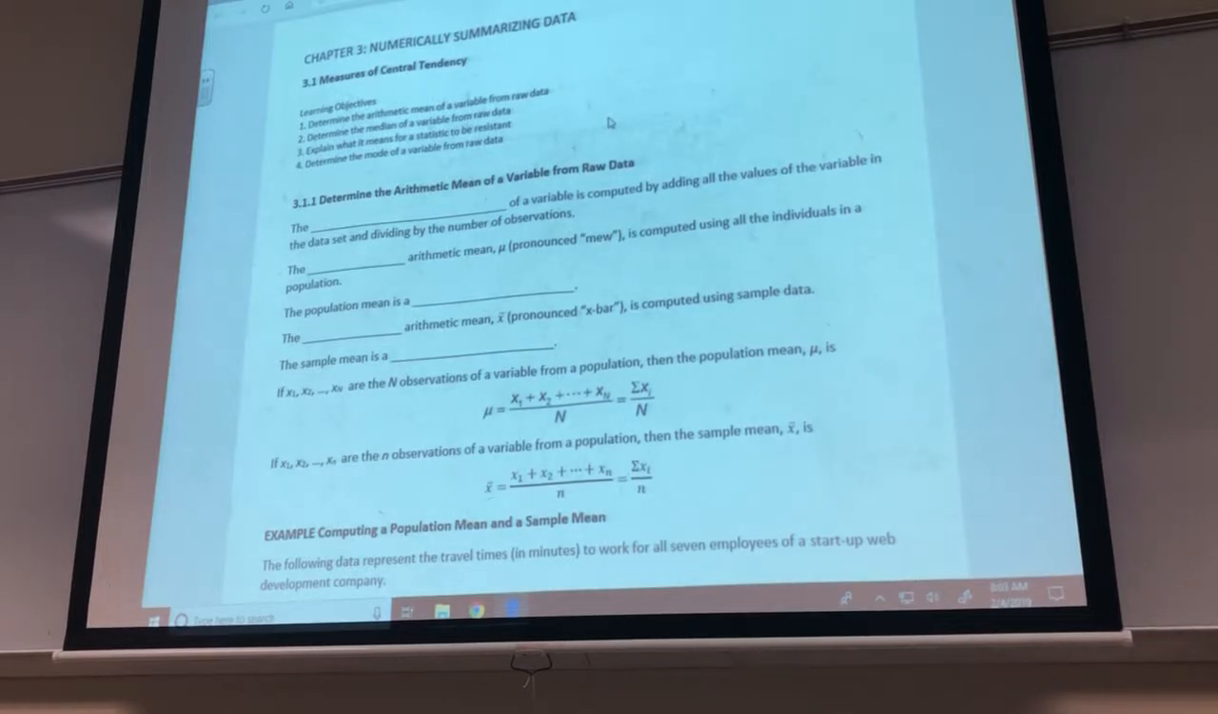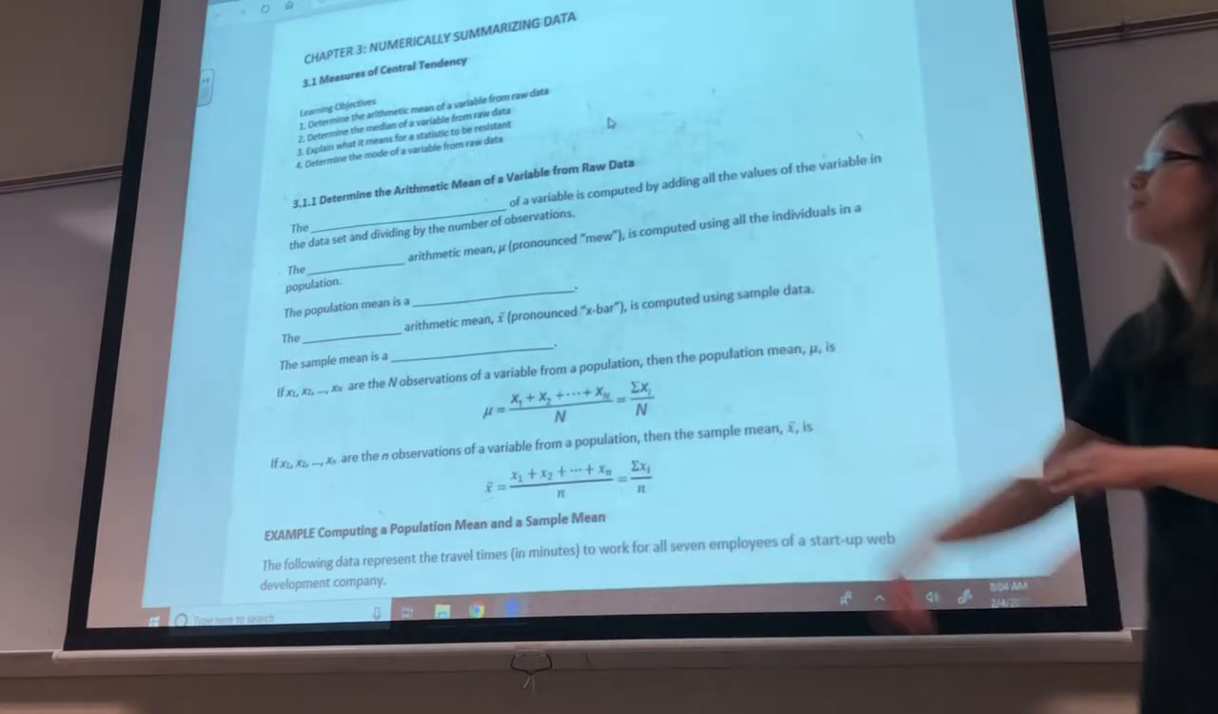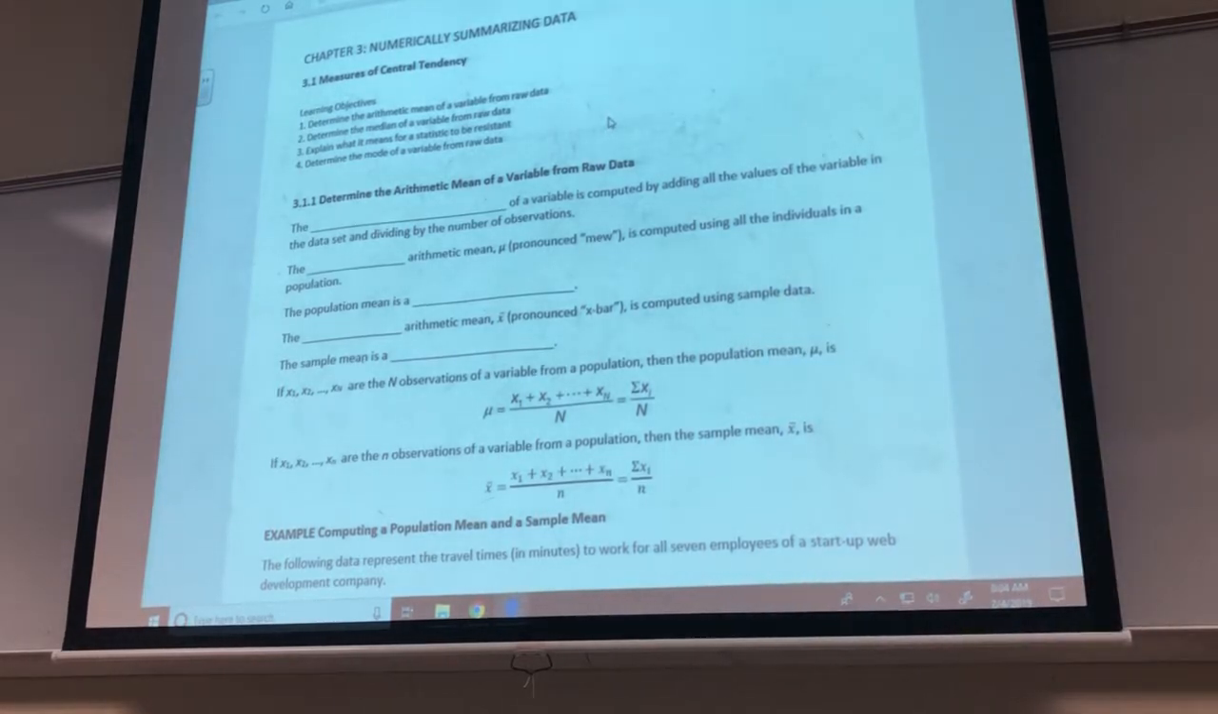So we're going to start off with just talking about the mean. They say it's the arithmetic mean. That's the mean most people use. There's also a geometric mean, but we're not going to talk about that in this class. They use that more in like calculus and stuff. So here, our first definition will just say the mean.